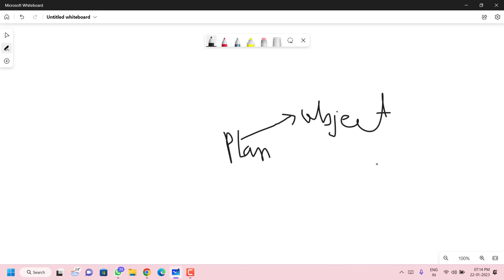Objective is that for what purpose you are going to teach, or in other words, what you want to achieve through your teaching. That is the objective, isn't it?